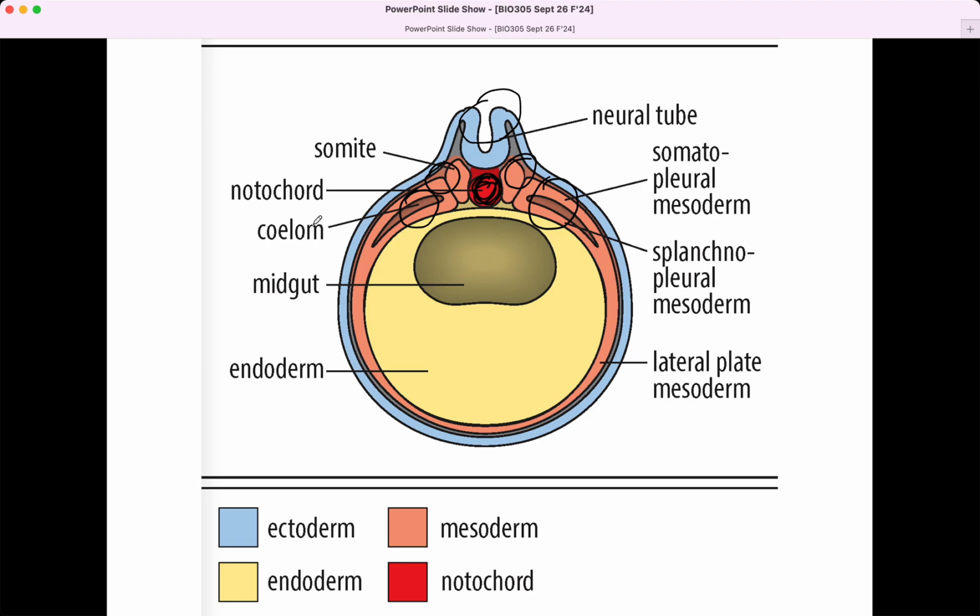And so they hollow out at their center. So you start with a solid thing like this, and then it starts to have a hollow center. And that hollow center is going to be the coelomic cavity. And we have one on each side, and they're going to merge together to make a single coelomic cavity. And so you can see that happening here.